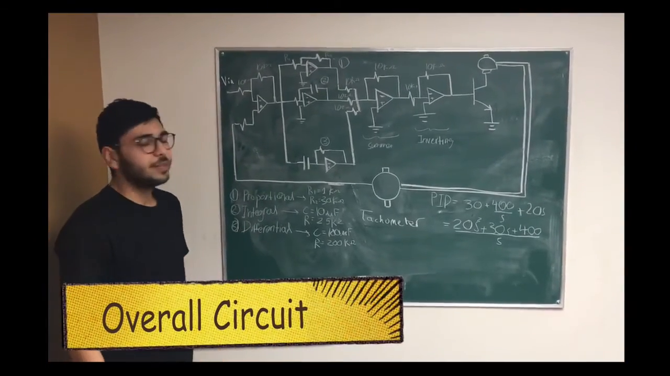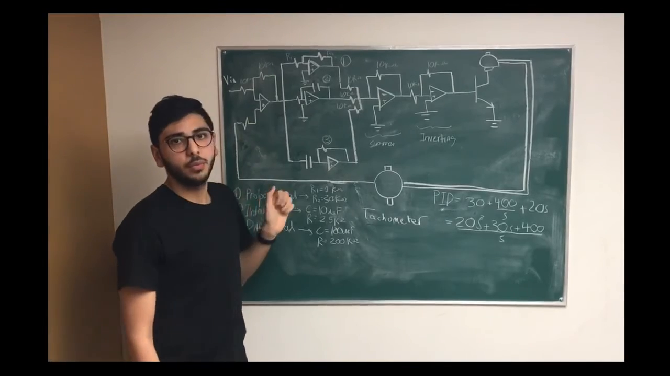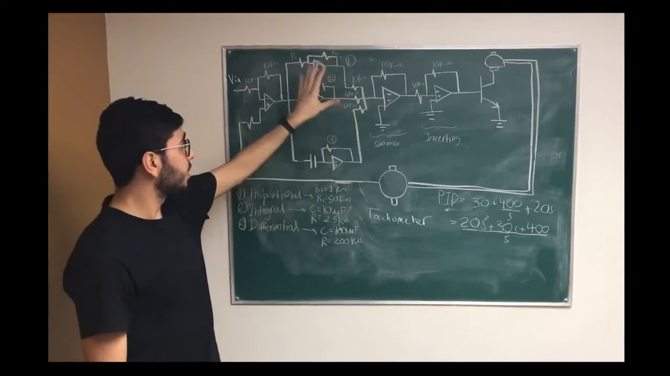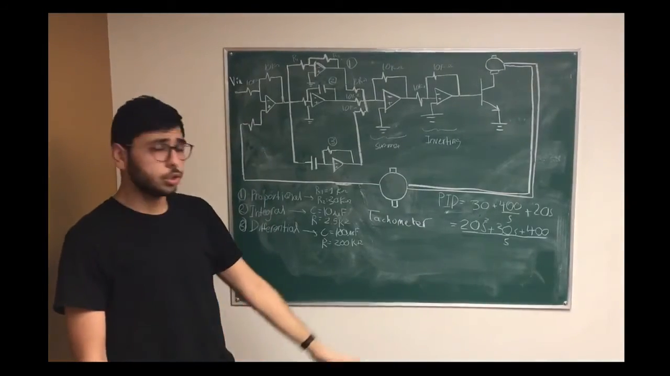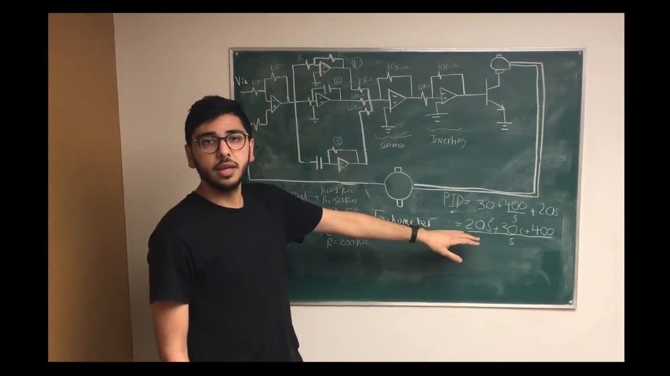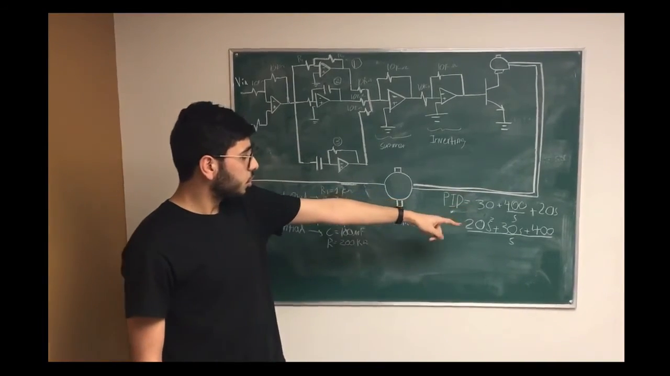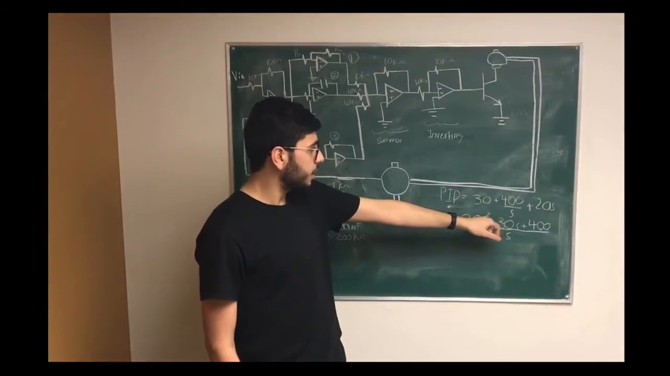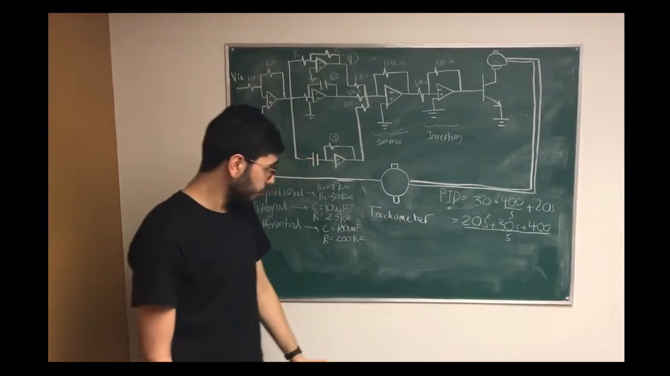As mentioned, we take all these controllers that we designed and we add them up, and we get the following circuit, which has the PID controller and the plant, and it's a motor for this example. The PID values that we had from before are all added up with the equation that was mentioned at the beginning. We have 30 for proportional, for the integral we have 400 over s, and for the differential we have 20s. And it gives us this equation.